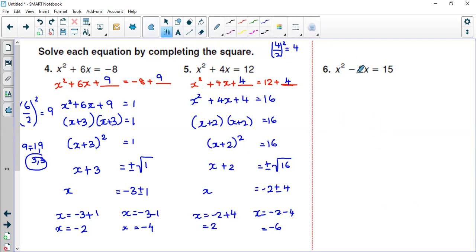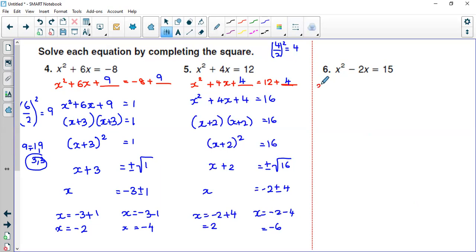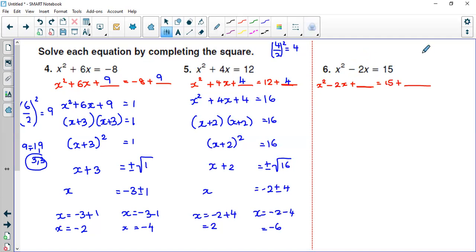Now the next question has a negative sign here, right? Which means your form here is going to be minus instead of plus. Here it's plus, here it's plus, but here it's minus. So first rewrite the question in the form which it has to be. So if you rewrite it, it's going to be x squared minus 2x plus some number equals 15 plus some number, because we are adding; we never subtract the square numbers. I mean, the one which we find, we are going to add it in, we are not going to subtract it.